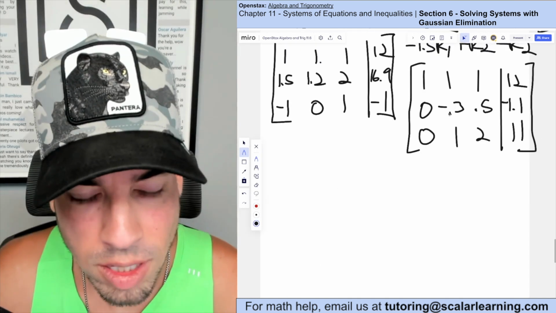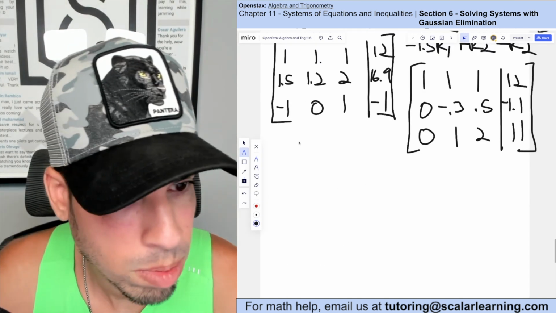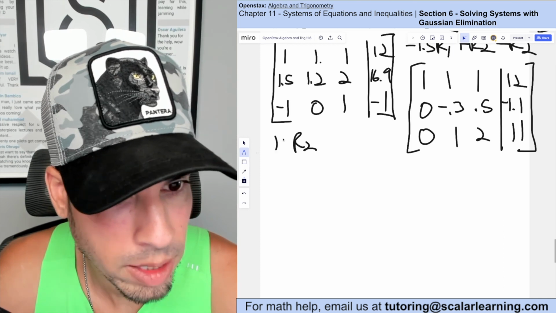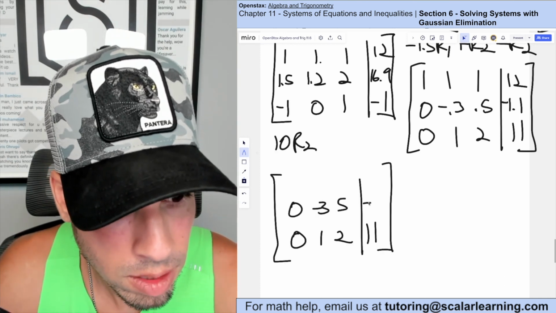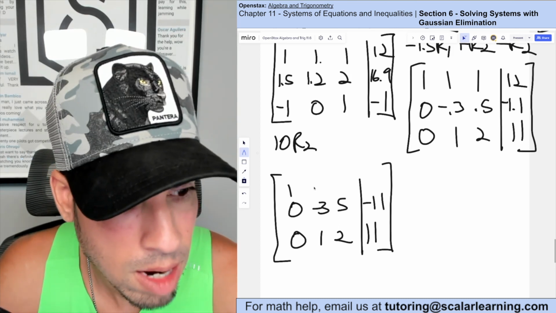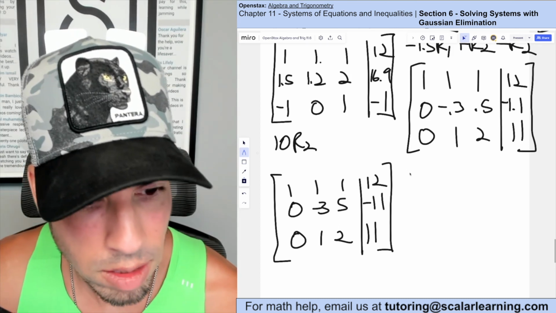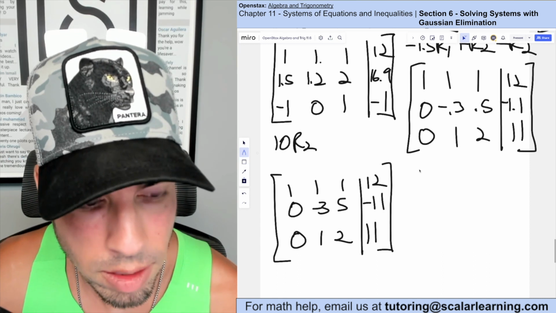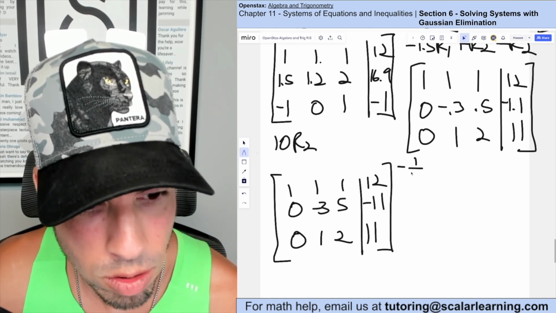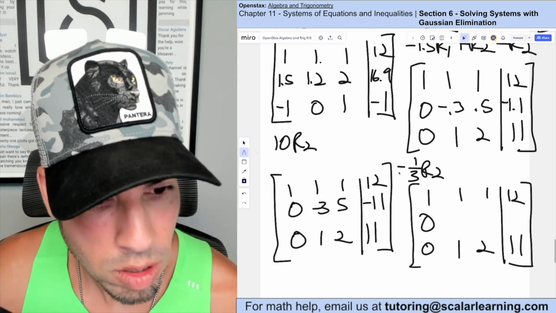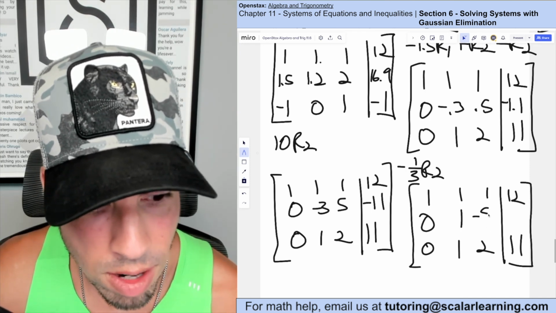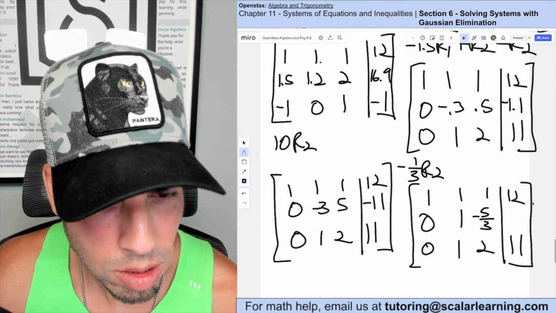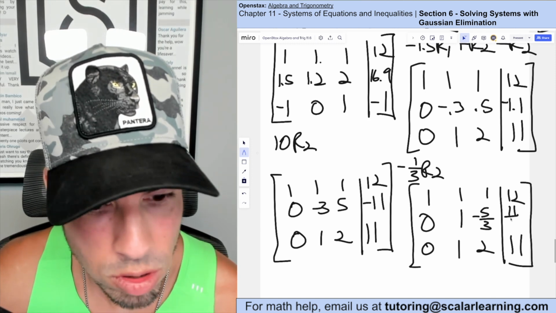Next, I'd love to just get this decimal gone. So multiply entire row 2 by 10, and we get 0, negative 3, 5, negative 11, and then the top stays the same. Then I'll divide the entire row 2 by negative 3, or multiply it by negative 1/3. So we get 0, negative 1/3 times negative 3 is 1, negative 1/3 times 5 is negative 5/3. And then negative 1/3 times negative 11 is 11/3 positive.